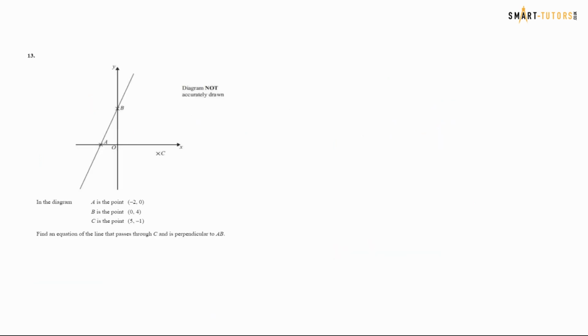Question number 13. In the diagram, A, B, C coordinates are given. Find an equation of the line passing through C and perpendicular to AB. So the line is perpendicular to AB. So the A coordinate is given, minus 2, 0. B coordinate is given, 0, 4. So first of all, find the gradient of AB.